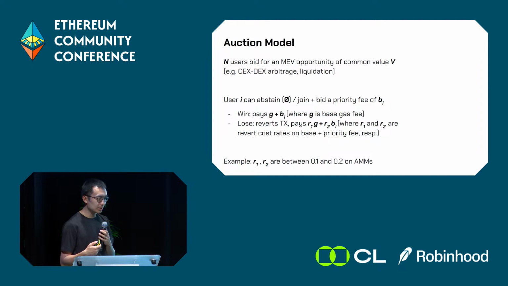So as an example, on mainnet, if you have a reverted transaction, usually you pay between 10 and 20% of an otherwise successful transaction. So you can interpret this as R1, R2 being set at between 0.1 and 0.2.